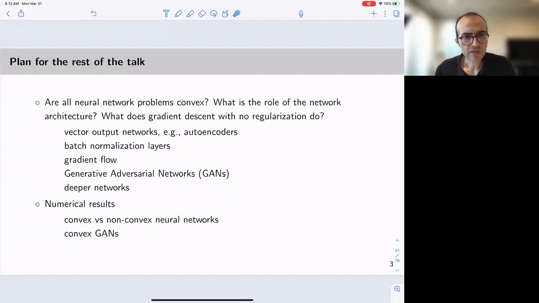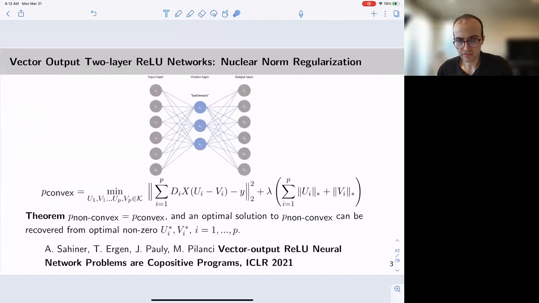So in the rest of the talk, I will show you some extensions of this result and some other numerical results as long as time permits. So I'll talk about autoencoders, generative adversarial networks. But first of all, if we have an autoencoder type neural network, the interesting thing is the thing we're predicting is a vector, usually the input itself, right? So the output of the network should be a vector of the same size.